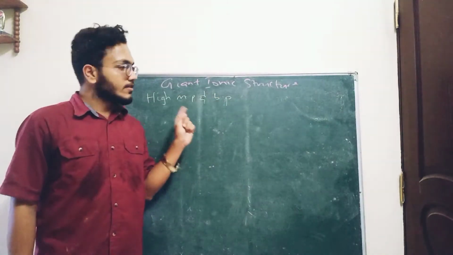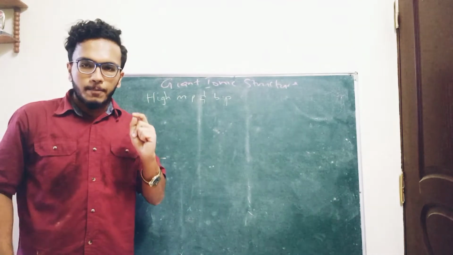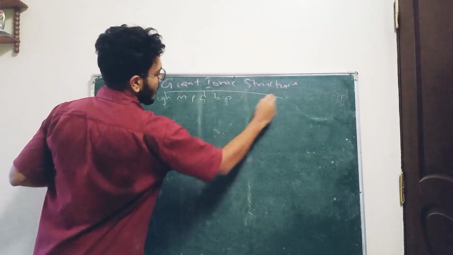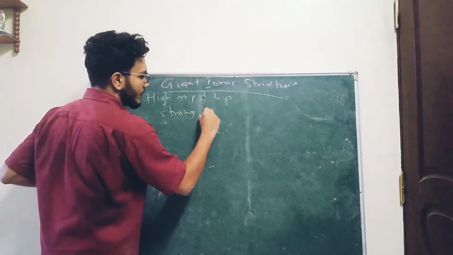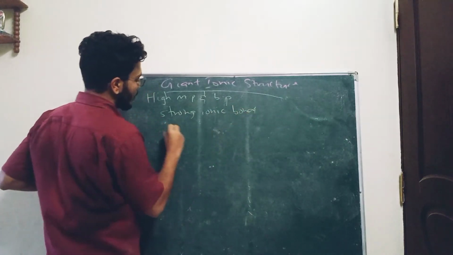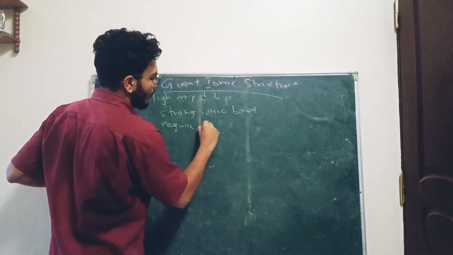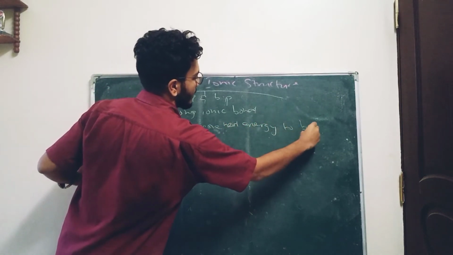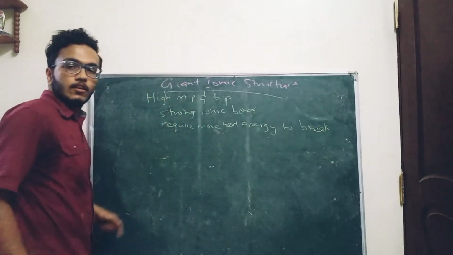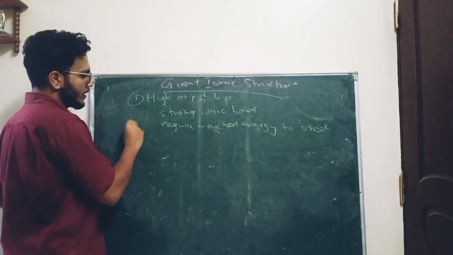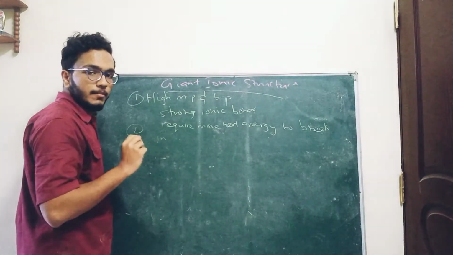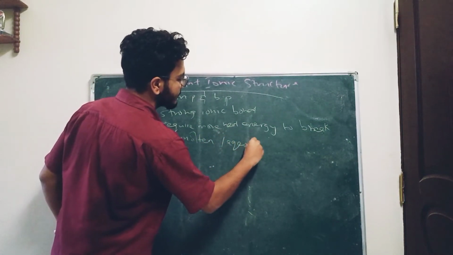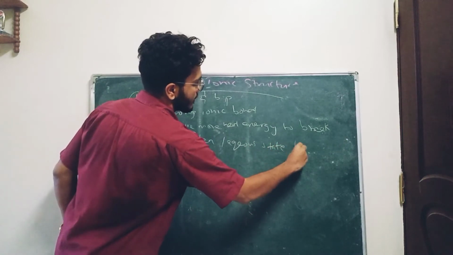Why does a giant ionic structure or ionic bond have a high melting or boiling point? Because it has a giant ionic structure with strong ionic bonds, which require more heat energy to break. Secondly, they conduct electricity. Number two, mind my words, they conduct electricity in molten or aqueous state, but not in solid state.